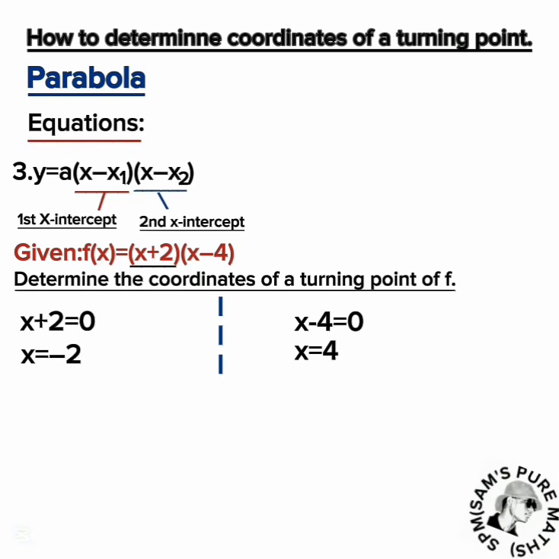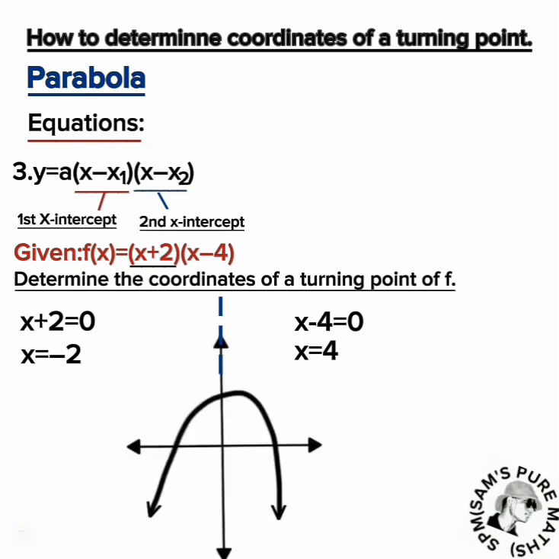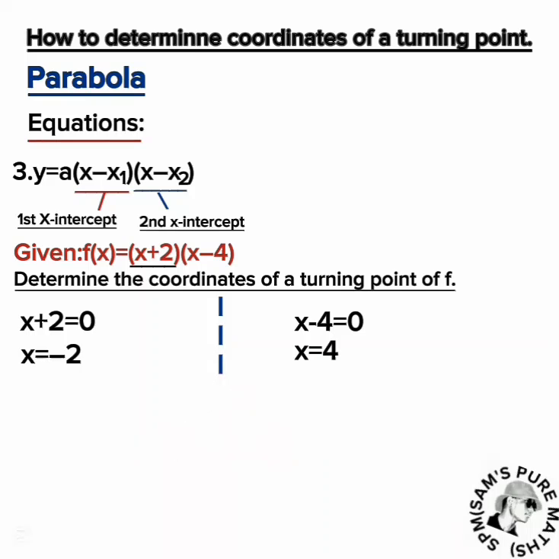Remember, the question needs us to determine the coordinates of a turning point of f. We're gonna use these x coordinates of the x-intercepts to find x coordinate of the turning point of f. What I need you to know, please pay attention. The x coordinate of the turning point of a parabola is the midpoint of the x coordinates of the x-intercepts of a parabola. So to find the x coordinate of a turning point of f, we're gonna add the x coordinates of the x-intercepts of f and divide them by 2. X is equals to 1.